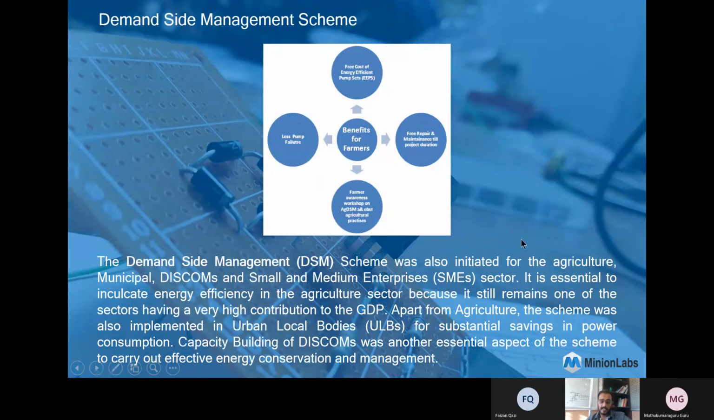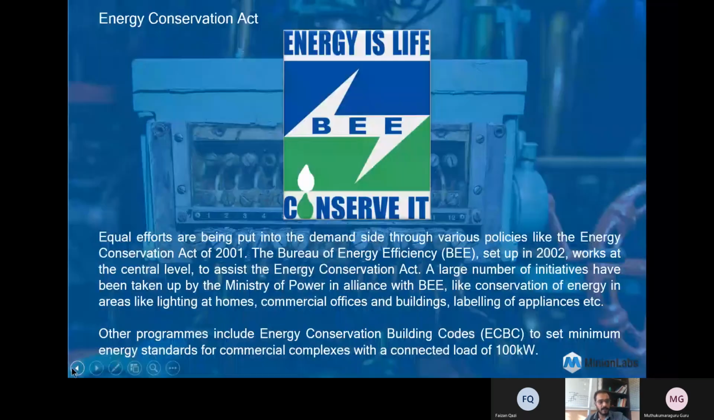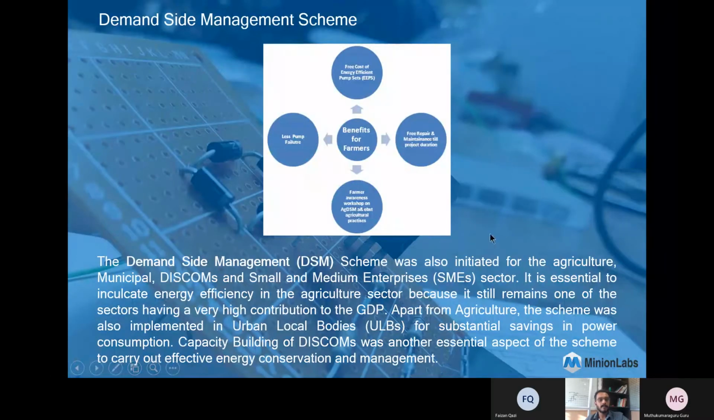So, demand side management scheme. One of the schemes that came out of the Energy Conservation Act is the demand side management scheme. The DSM scheme was initiated mainly for agriculture initially, and for municipal bodies, discoms, and also small and medium enterprises, that is SMEs. It is essential to inculcate energy efficiency in the agriculture sector because it still remains one of the sectors having a very high contribution to the GDP.